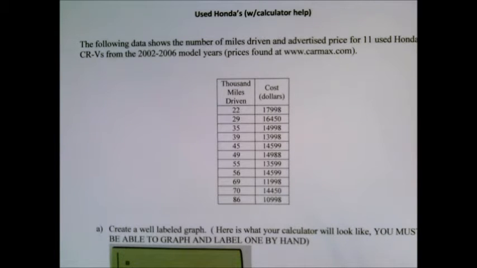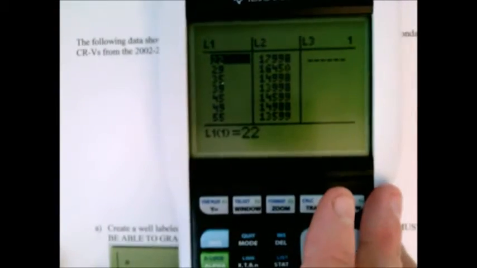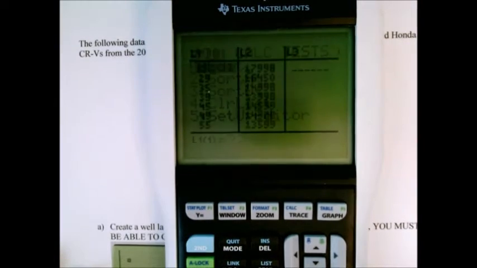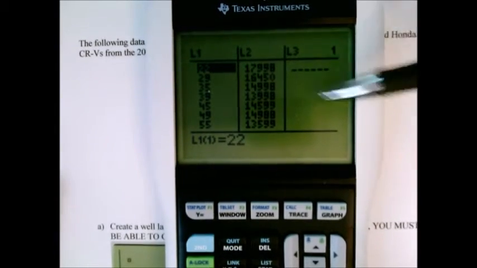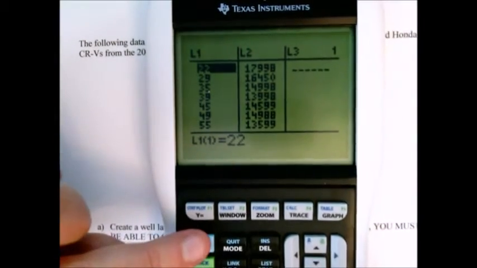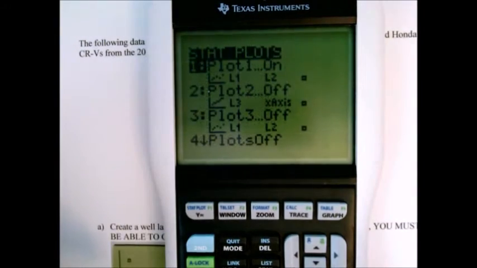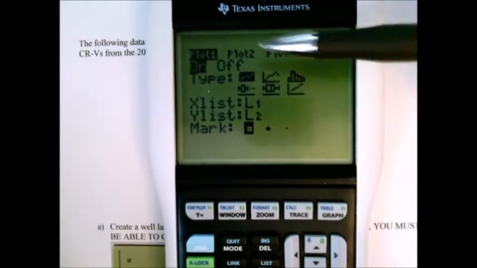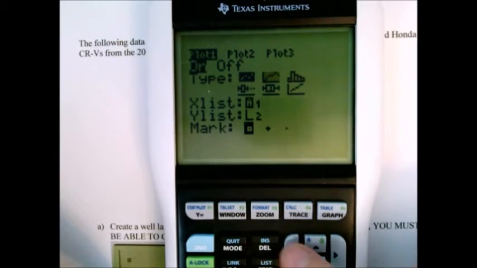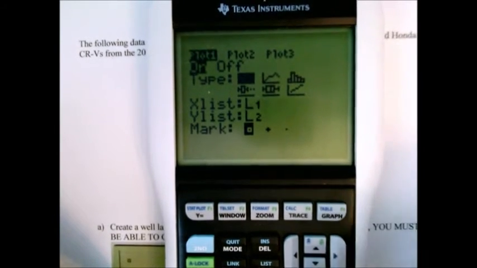So the first thing we want to do is do a scatter plot. So we're going to go into our calculator. I've already entered the data into L1 and L2, which, just to refresh your memory, to get there is stat 1. So I entered the data into L1 and L2, and now I want to turn on my stat plot. So I say second y equals. I'm going to turn stat plot on. I'm going to make sure the first one is highlighted and hit enter just to make sure it is.